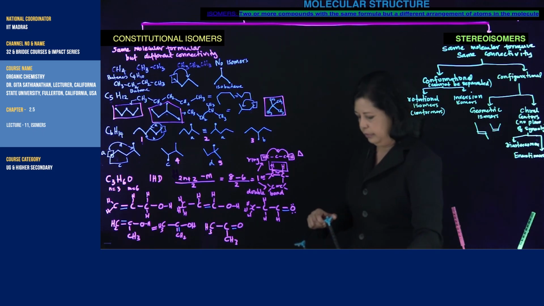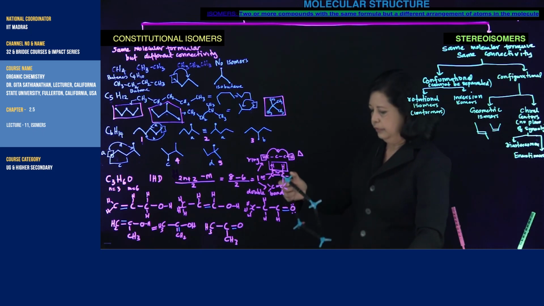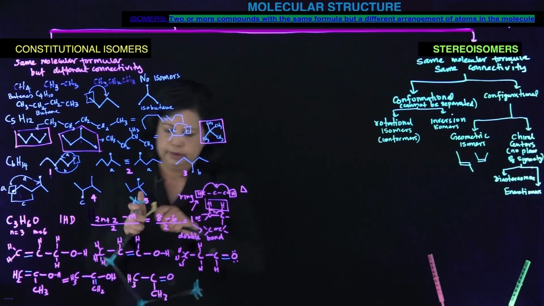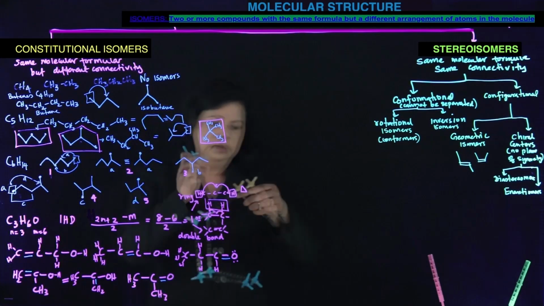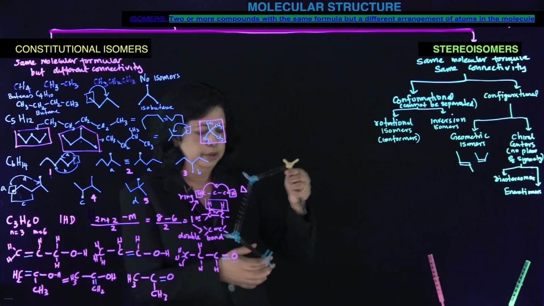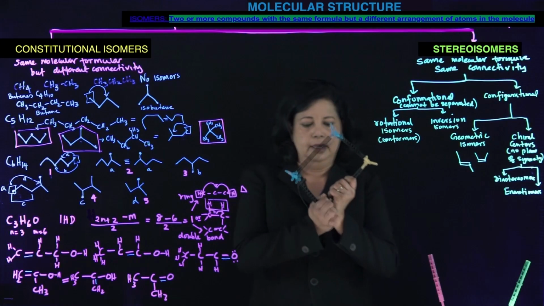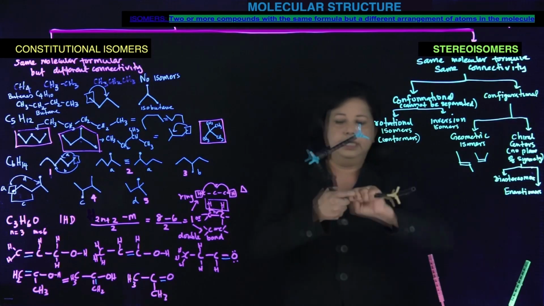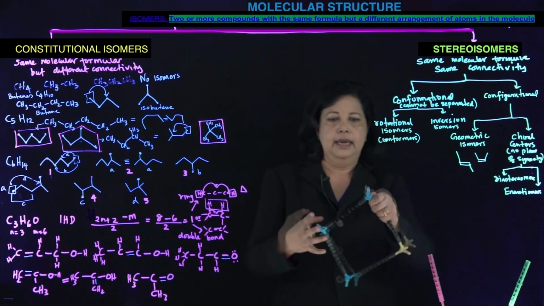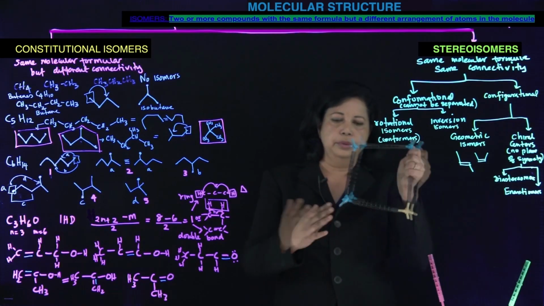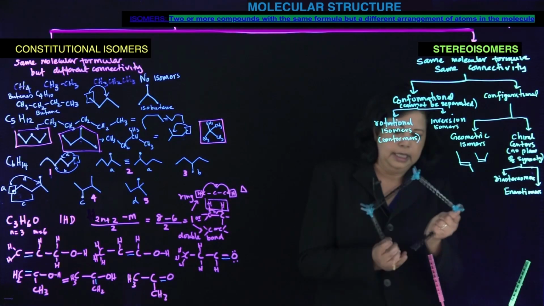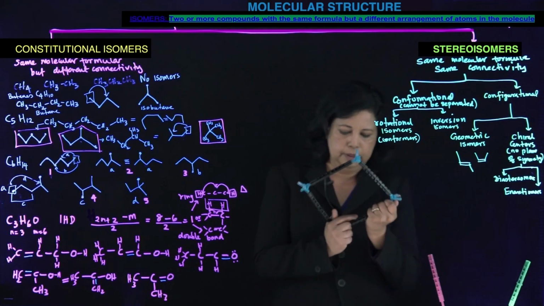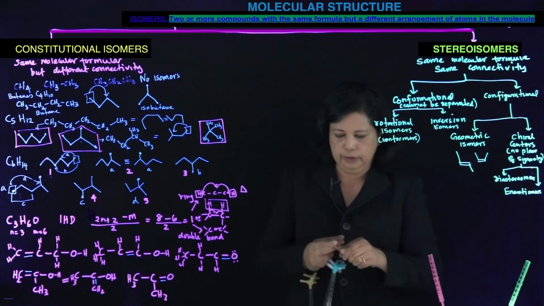So here's a ring that's possible if you have 3 carbons and an oxygen. 1, 2, 3. Oxygen has, these are lone pairs, 2 bonds, but each of these carbons can have 2 hydrogens. So C3H6O. Here's a ring that's possible. So you see the formula is going to be perfect for this ring.